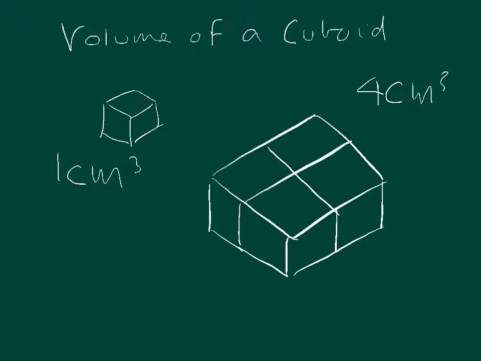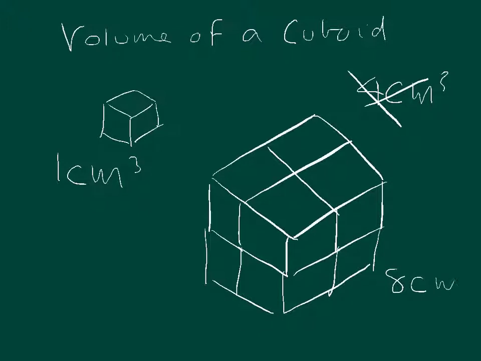Now let's imagine that we had another layer of 4. So if we had 4 on the top and 4 on the bottom, then we've now drawn an 8 centimetre cube. And what we had there is 2 layers of 4. Now our 4 on the top comes from 2 times 2.